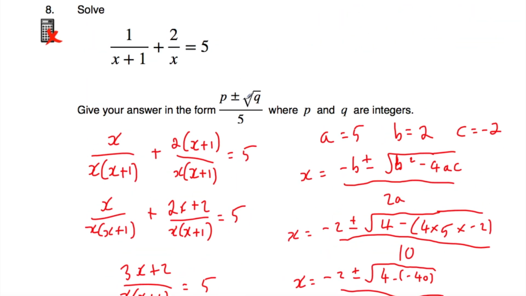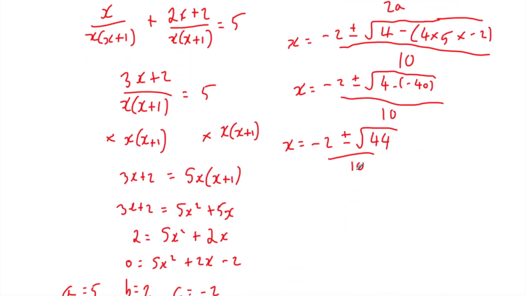P plus or minus the square root of q over 5. So we want it to be over 5. So if we have a look here, we've got this is over 10. So actually what I'm going to try to do is simplify this third, because perhaps this third can be simplified. So x would be equal to minus 2 plus or minus.